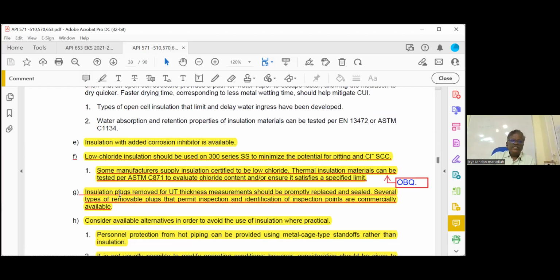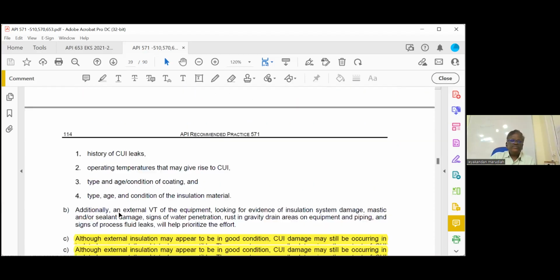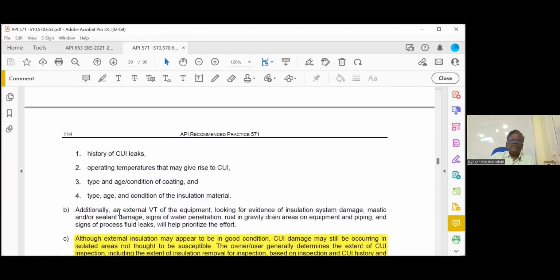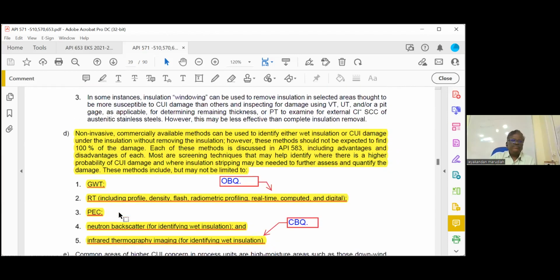Then highlight the G. Insulation plugs removed for UT thickness measurement should be promptly replaced and sealed. Several types of removable plugs that permit inspection and identification are commercially available. Then please go to the next page. Page number 114. So what are the NDT techniques?